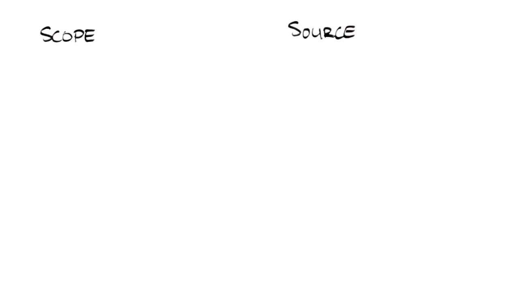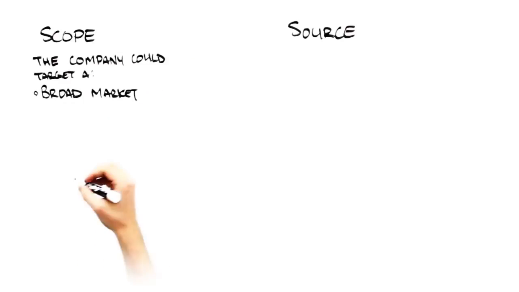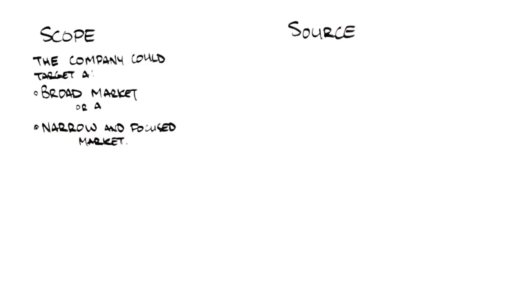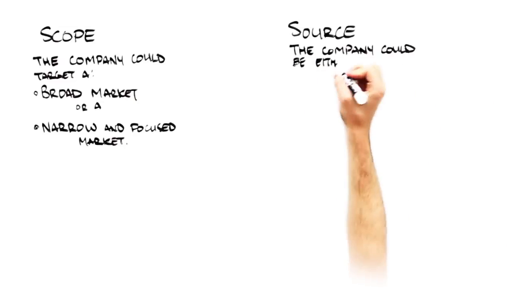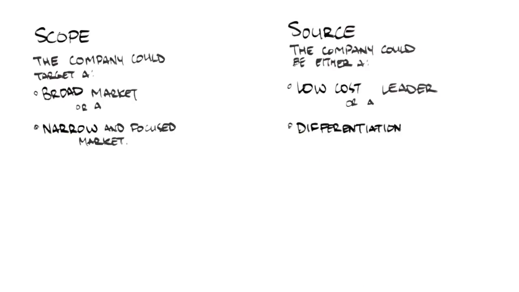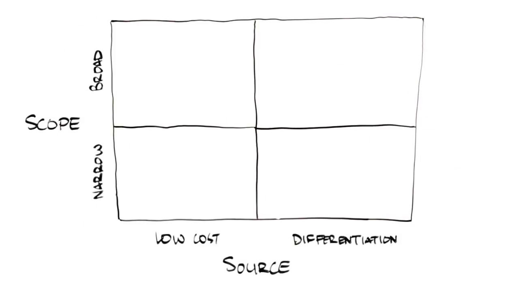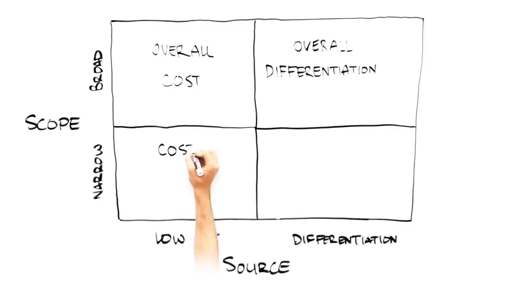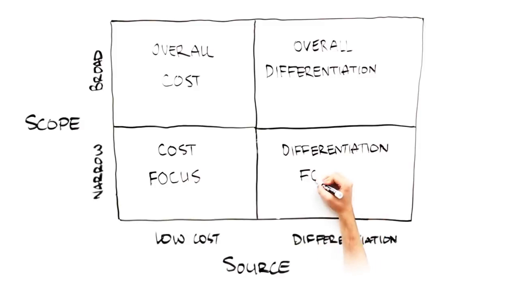For scope, the company could target a broad market or a narrow, focused market. For the source of competitive advantage, the company could either be the low-cost leader or a differentiator. The result is these four quadrants that represent the four generic strategies: overall cost leadership, differentiation, cost focus, and differentiation focus.